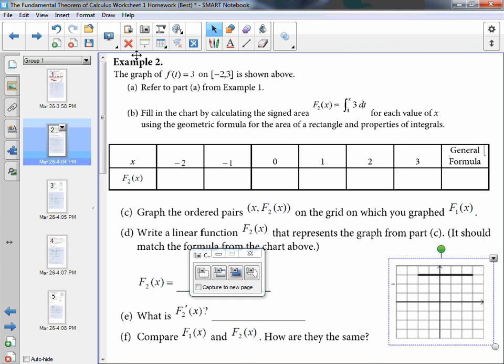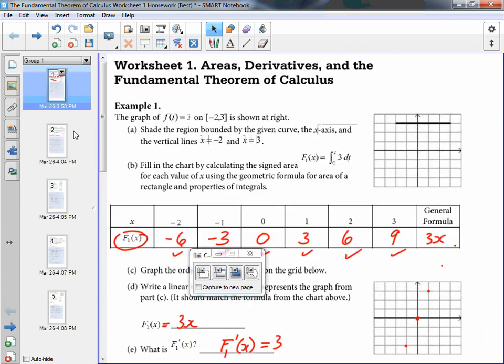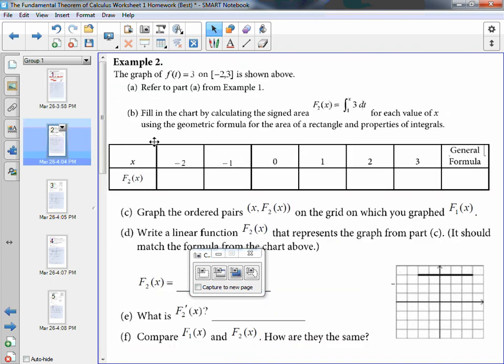So there's our graph. Refer to part A from example 1. All right, part A. What did we do for part A? Okay, we were shading in the region. All right. Fill in the chart by calculating the signed area of a new capital F equals the integral from 1 to x. What was it in example 1? 0 to x. Okay, so that is going to change a little bit, isn't it?